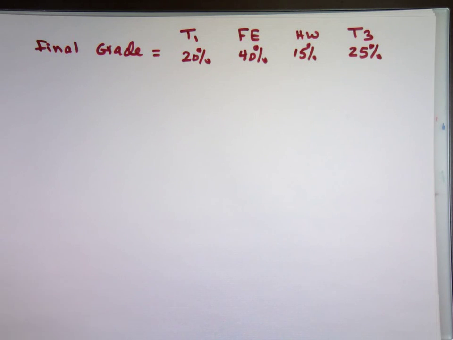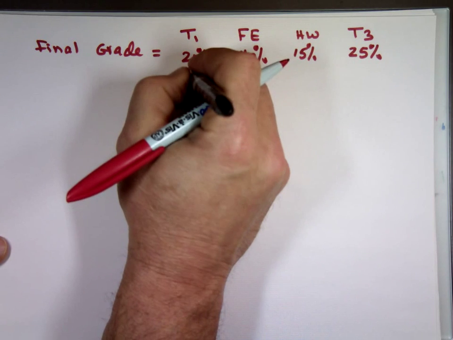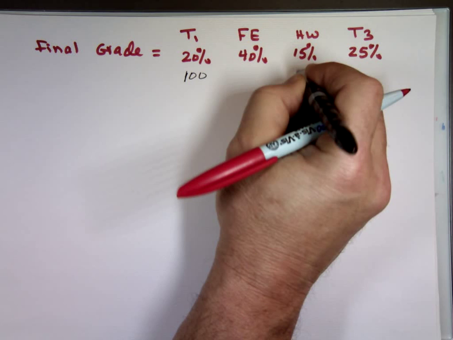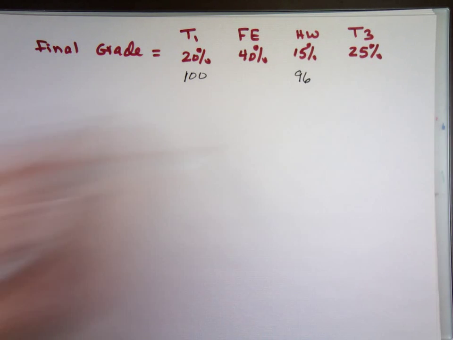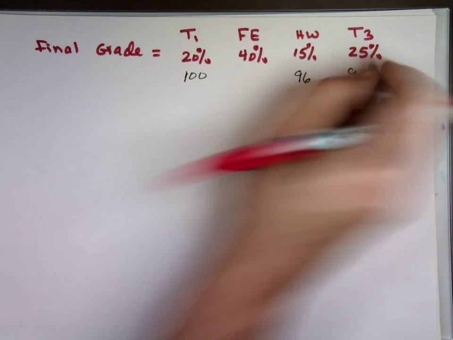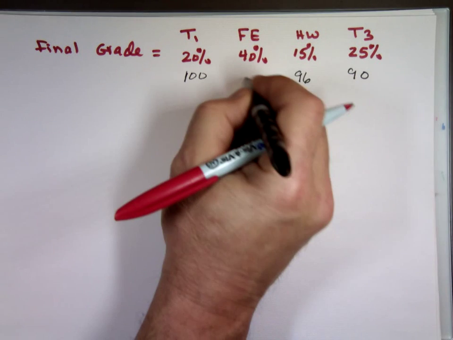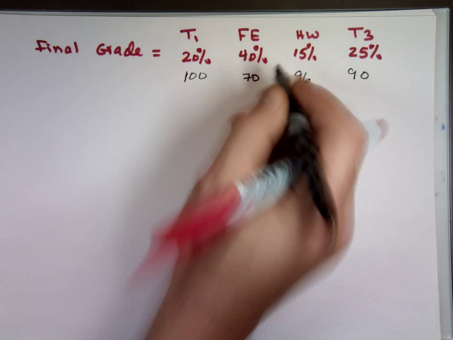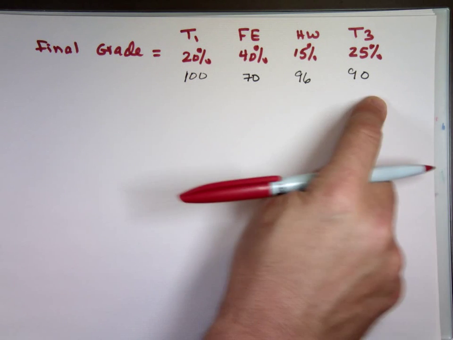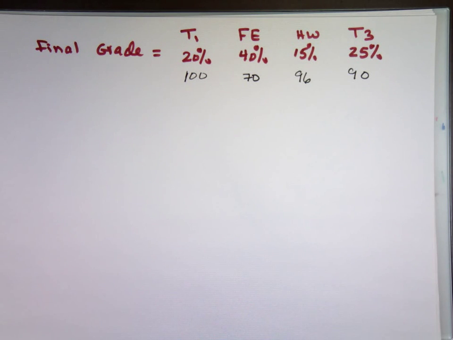And let's say on test 1, you scored 100. Good job. Homework, you got a 96 on it. Did all the homework assignments. Test 3, you got a 90. But the final exam, for some reason, you only got a 70 on it. What people will do, and I get tons of emails about this, is say, I averaged my scores, and I don't get the same thing as you did. My average is higher than what you're telling me, because they don't count the percentage.